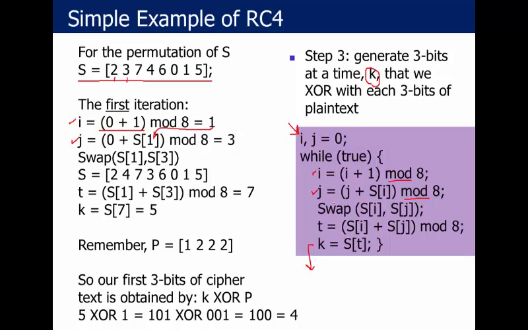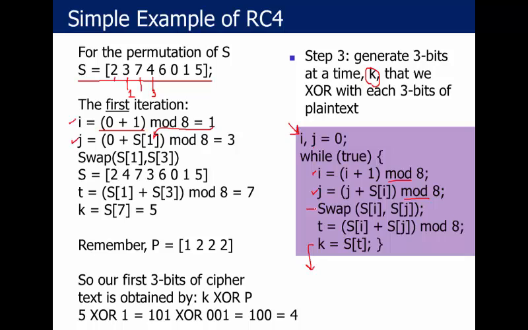Once you have I and J, then we swap. The swapping technique remains the same, right? So S1 and S3 are swapped. S1, S3. This is the index, right? So 2473, 6015. So that is the current S.